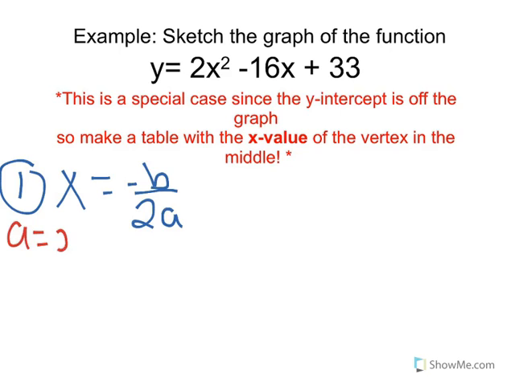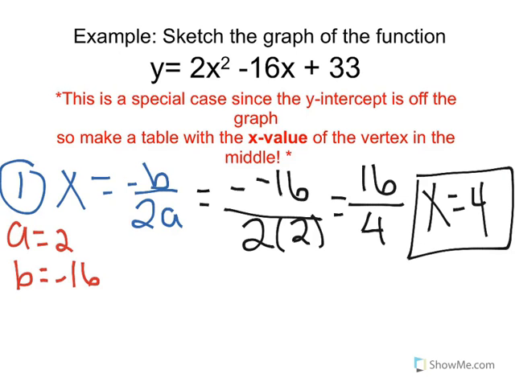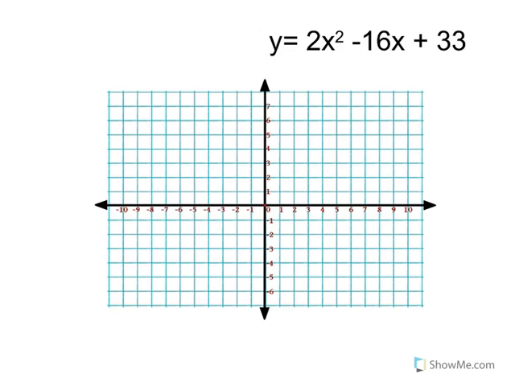So our a value is 2, and our b value is negative 16. So now let's substitute. Negative comes from the formula, and then our b is negative 16, so we need both of those signs there. And then 2 times 2. So on top it will become positive 16, and on the bottom we get 4. So our axis of symmetry is x equals 4. So now let's plot that on our graph. So our axis of symmetry was x equals 4. I'm going to go to 4 on the x-axis, and our line's going up and down. So that's our line x equals 4.